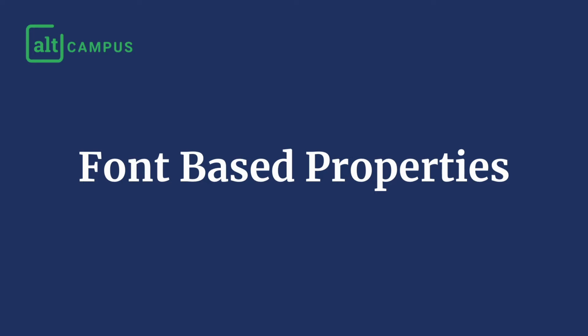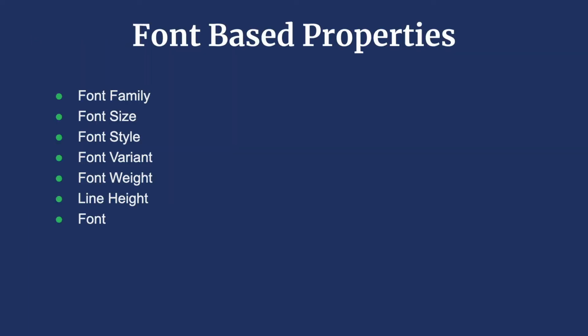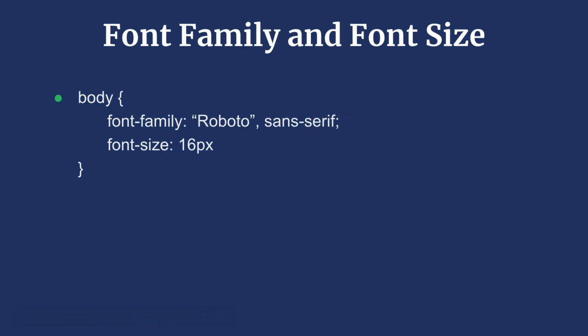First of all, we will discuss all the font based properties, and then after we will get into the text based properties. So let's see what are the different font based properties here. The different font based properties are font family, font size, font style, font variant, font weight, line height, and font. At the end we have font, that is the shorthand property for all of these properties. Okay, let's see the font family property first, then we'll get into the other properties.